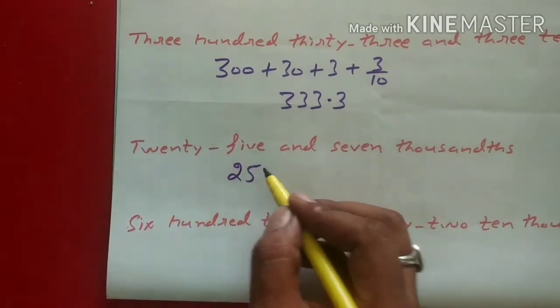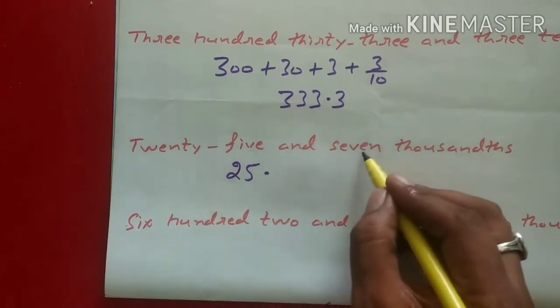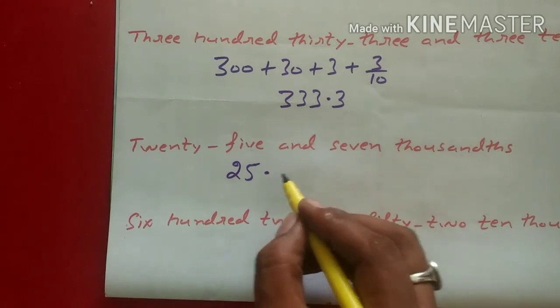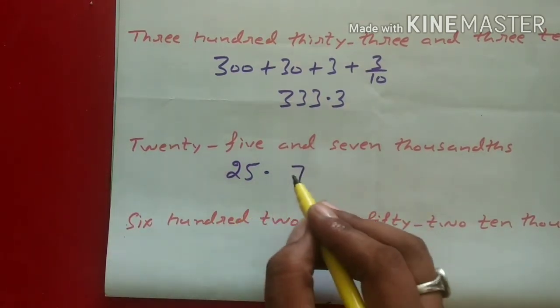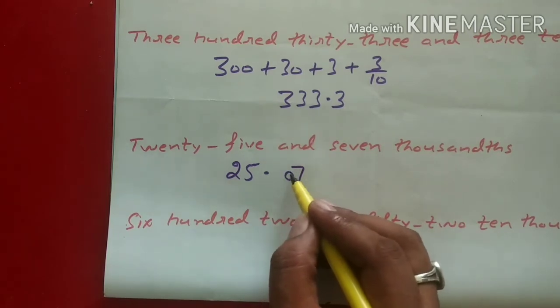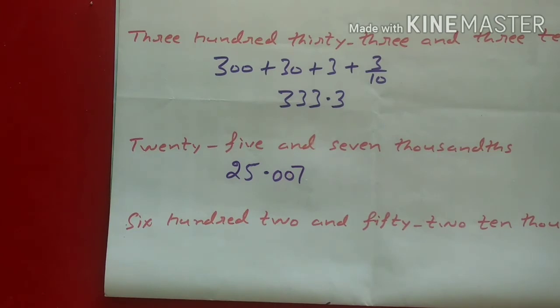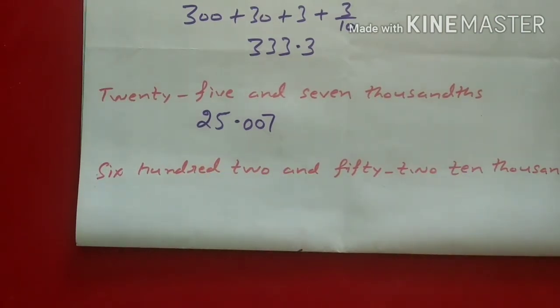Now 25 is very simple. After that, and 7 thousandths. How many zeros are there in 1,000? There are 3 zeros. So 7 will be written after the decimal in such a way that there should be 3 digits after the decimal. But here 7 is the only digit, so I will put 2 zeros before it after the decimal. So student, this is the answer. Now we are on the next question.